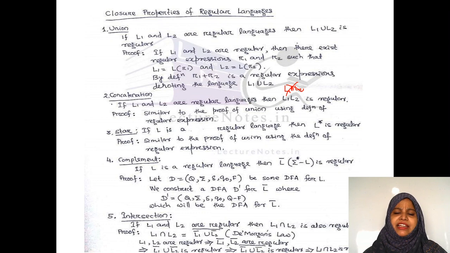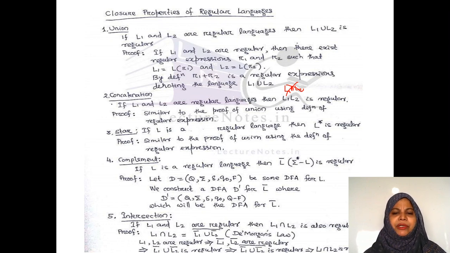Next one is the star closure. Here if L is a regular language, then L star is also a regular language. Star closure and Kleene closure both are the same.